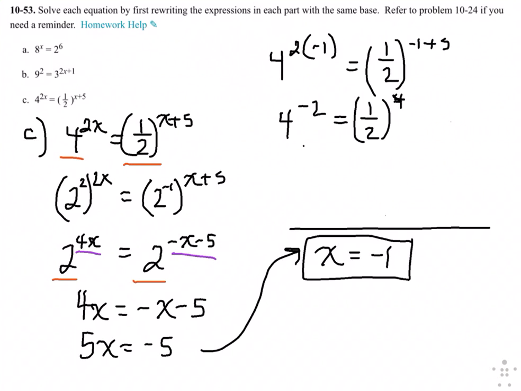4 to the negative 2 is 1 over 4 squared. And 1 half to the 4th is 1 over 2 to the 4th, which is 2, 4, 8, 16, right? And then we quickly see that 1/16 equals 1/16, and we know we're right.